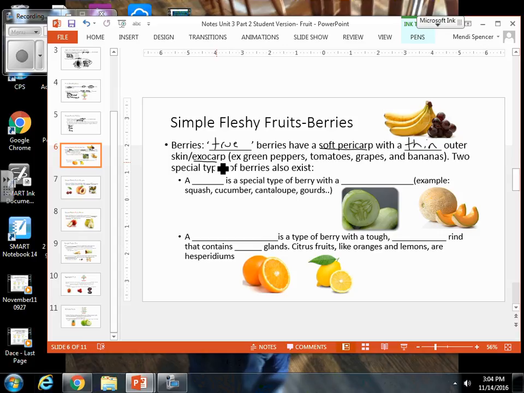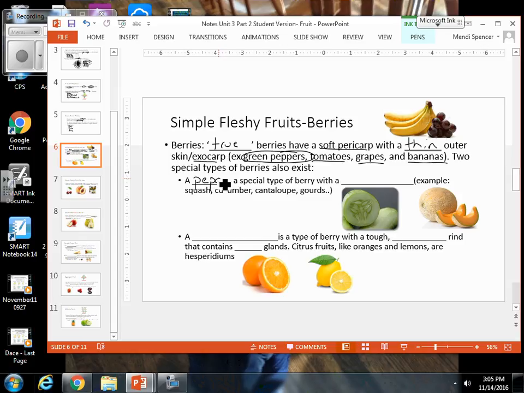So, types of true berries are peppers and tomatoes and grapes and bananas. They have that thinner outer layer, but they still have that soft inside to them, that soft pericarp. So they are actually berries. Another type of berry is called a pepo.